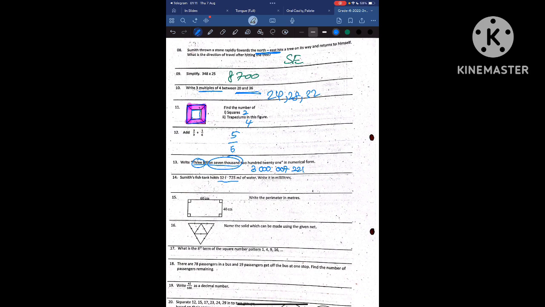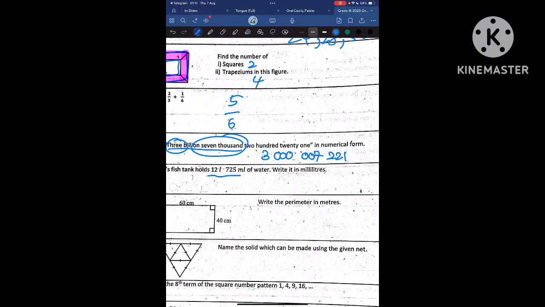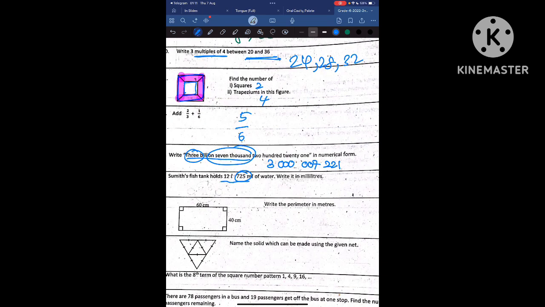Sumit's fish tank holds 12 liter 725 milliliter of water. Write in milliliters. 725 milliliter is already in milliliter. What do I need to do? I need to convert these 12 liters into milliliters. So if I convert the 12 liters into milliliters, I have to multiply by 1000. 12 liters multiplied by 1000.